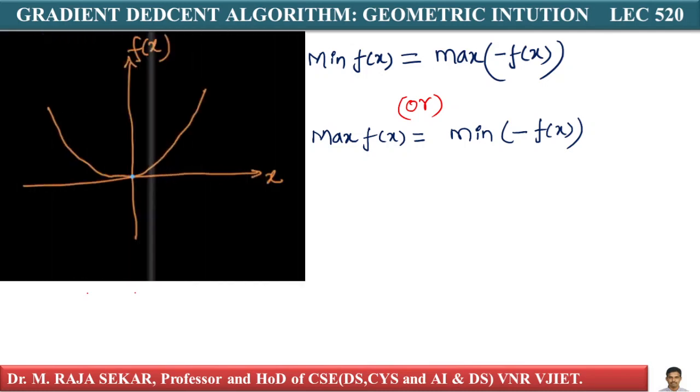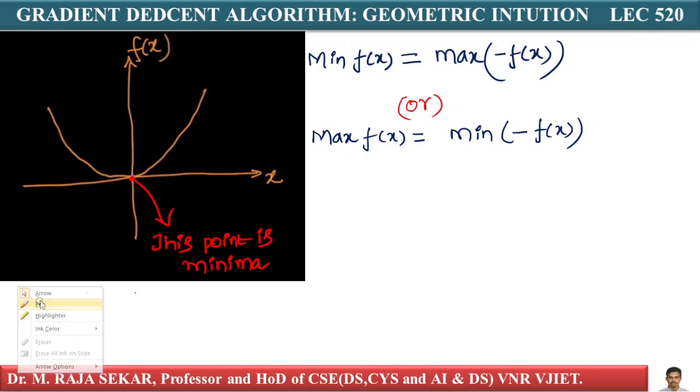If you see visually, this point is the minima. Which one? This one. This point is the minima, because every other point has a greater value of f of x. F of x is greater at every other point except at the origin.